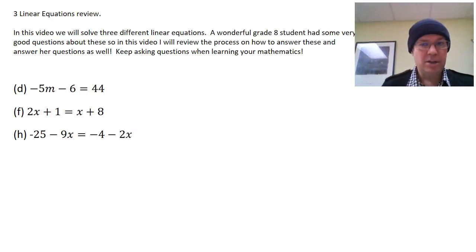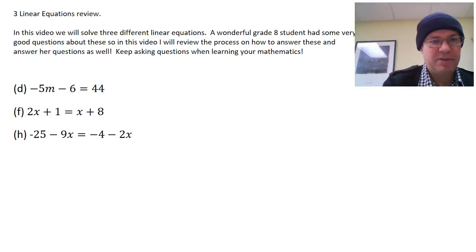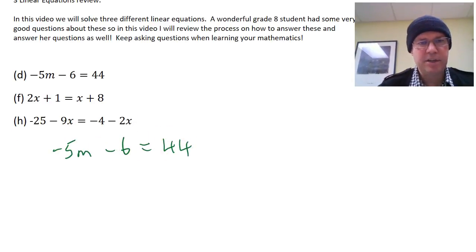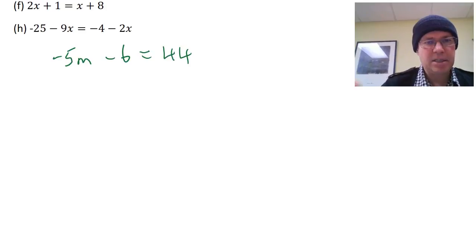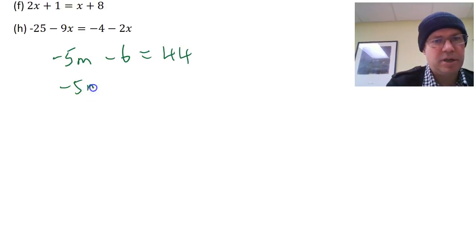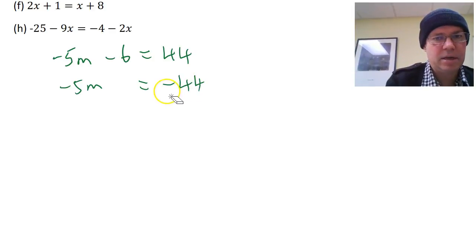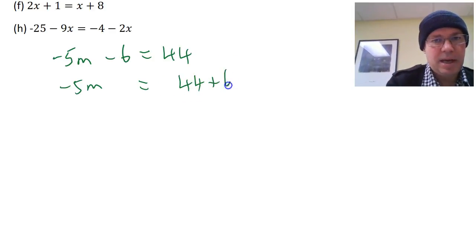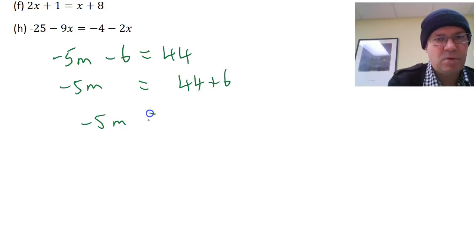So here we go. Here's the first one. Let's have a look at this: minus 5m minus 6 equals 44. The student asked a really good question. She added 6 to both sides, which is wonderful. So I'll get rid of that minus 6, so we'll add 6 to both sides. Sorry, just made a mistake there. And we get minus 5m equals 50.